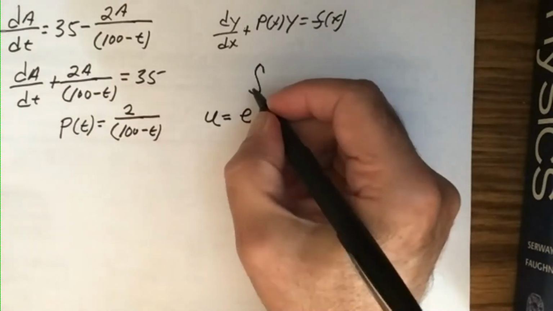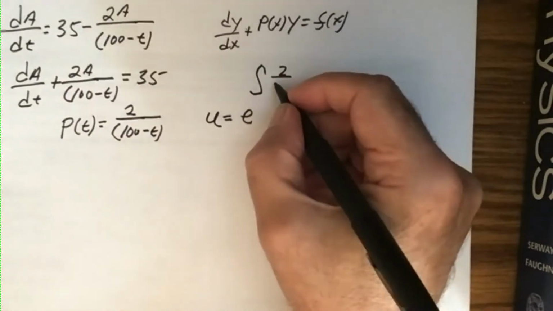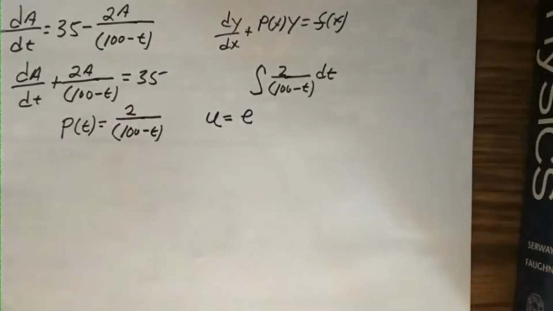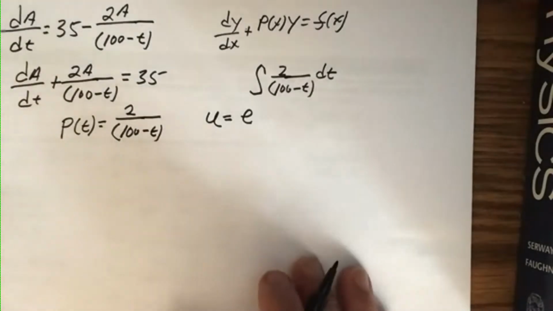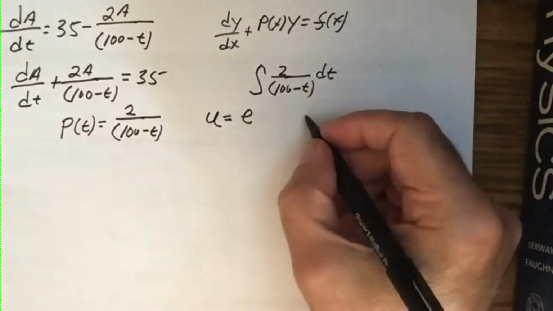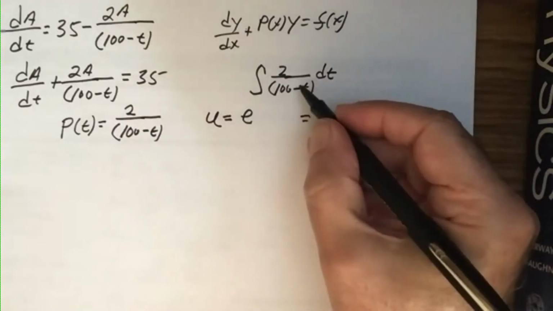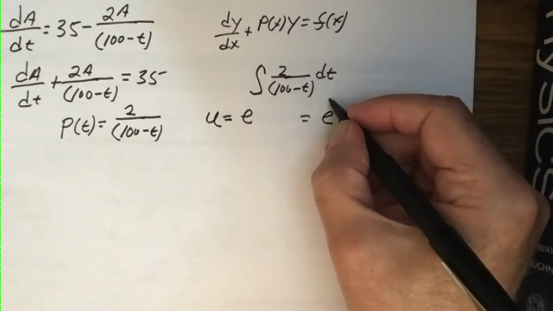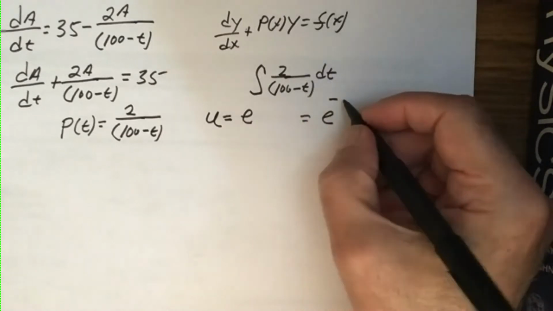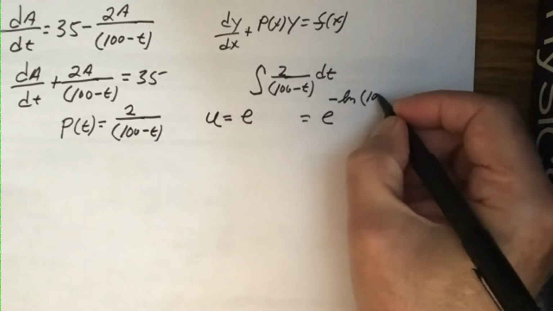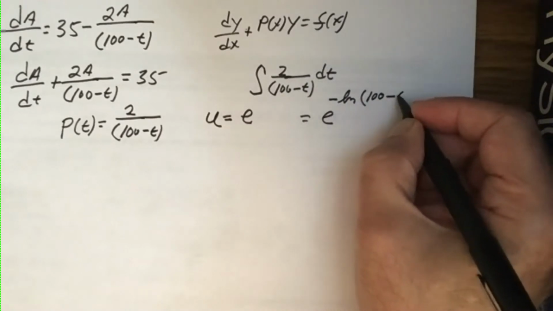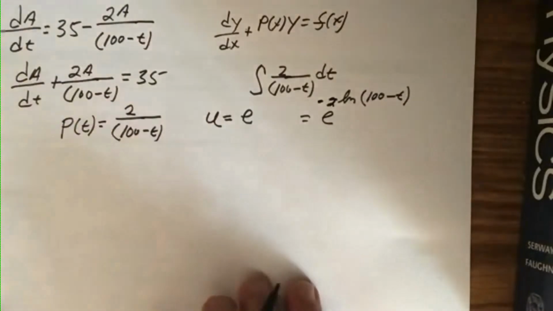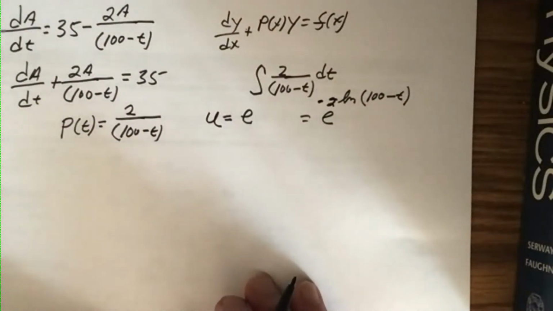integral of 2 over 100 minus t dt. So let's see. This is going to be equal to e to the... now, what is this integral? This is going to be minus, I got this minus on here, minus the natural log of 100 minus t. Oh, I forgot the 2. Times 2, yeah, that's 2. Okay, good.